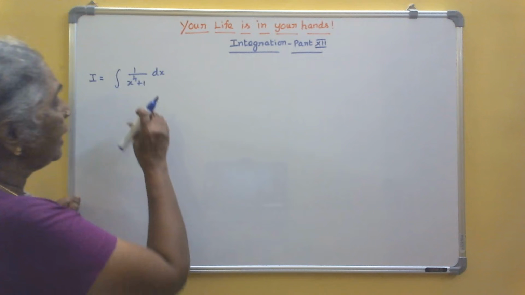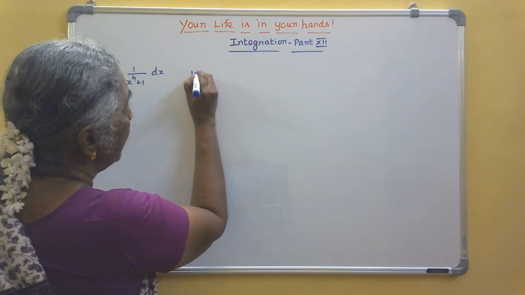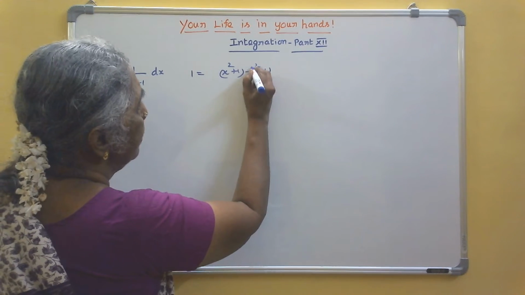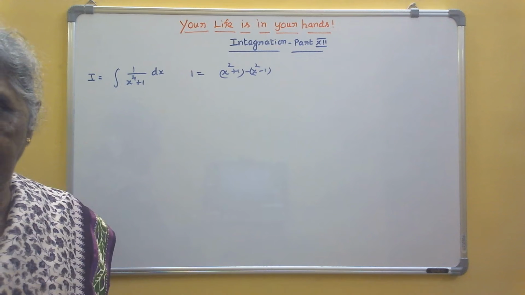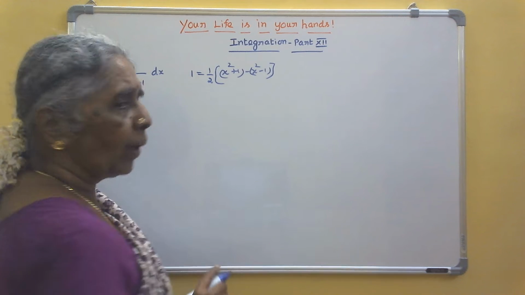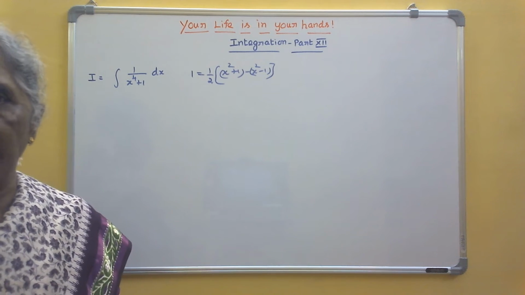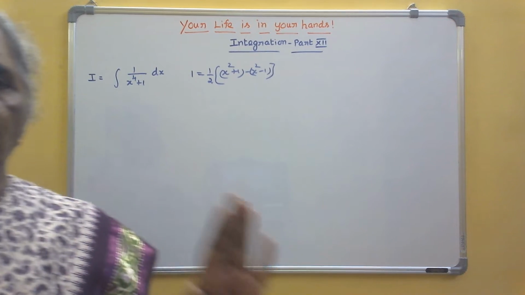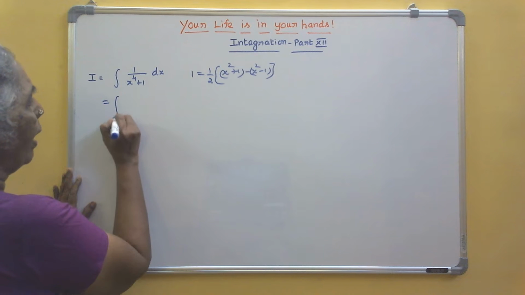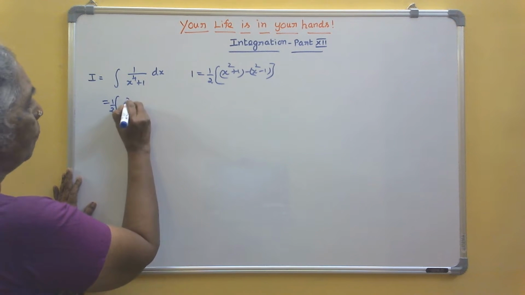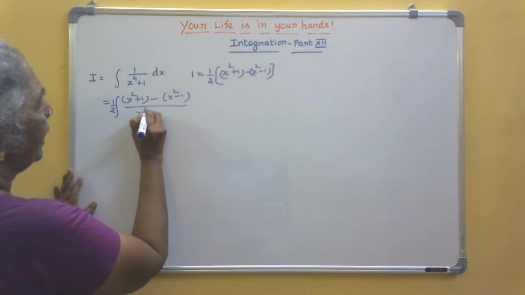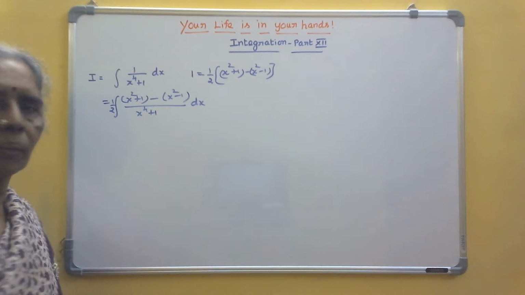Now, the 1 in the numerator, I am going to write as x squared plus 1 minus x squared minus 1. X squared and x squared will get cut. 1 plus 1 will be 2. To compensate, I can have a half. Do you follow? The 1 in the numerator, you have to write it as half into x squared plus 1 minus x squared minus 1. So now I will write here, half on this side, x squared plus 1 minus x squared minus 1 by x power 4 plus 1 dx.